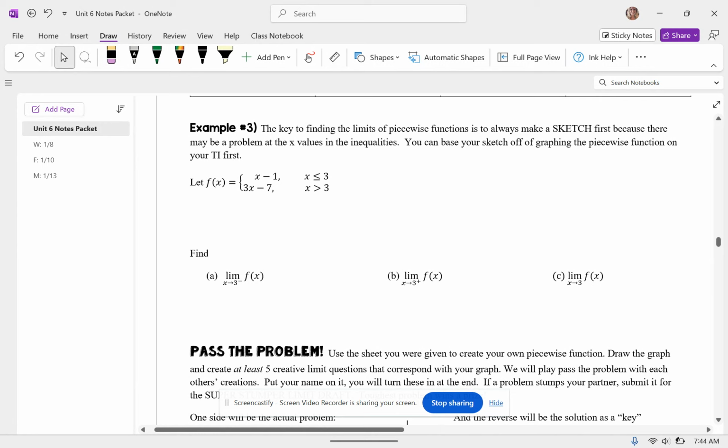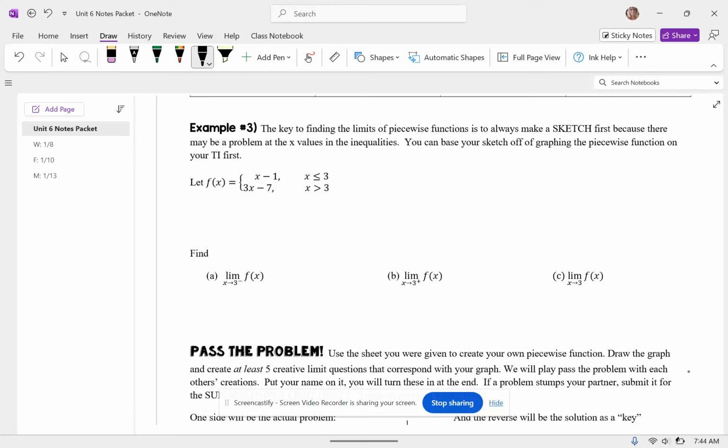So for 3, this is on the next page. It says the key to finding the limits of a piecewise function is to always make a sketch first. That's why your homework is called "One-Sided Limits Are Sketchy." I'm so funny. So you always want to draw the sketch first because it shows you immediately what you're working with. You can base your sketch off of graphing the piecewise function on your TI first if you want. Just make sure you still draw the sketch because that's how you build your understanding of what's going on.